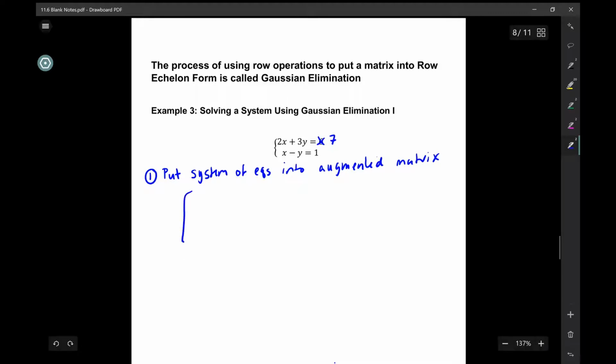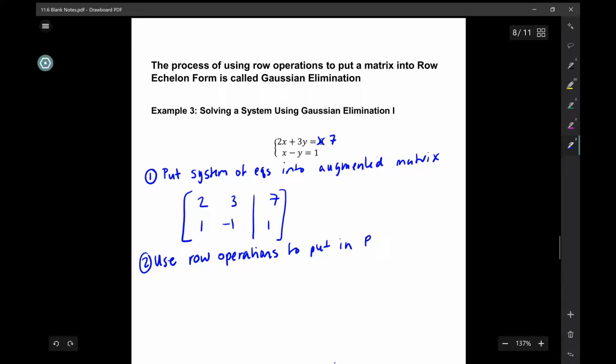So my system of equations is going to be 2x plus 3y equals 7, 1x minus 1y equals 1. And now I'm going to use row operations to get this matrix into row echelon form. Row operations are a lot like what we did for the elimination method.